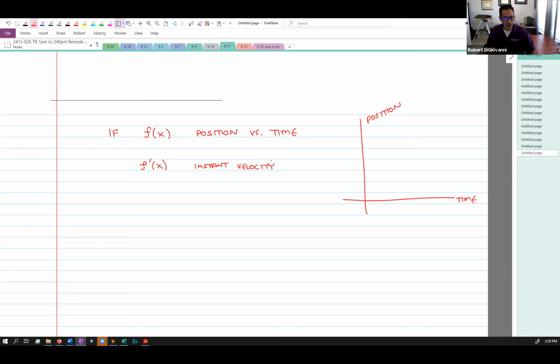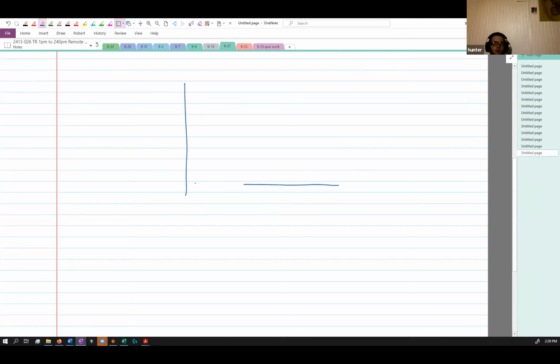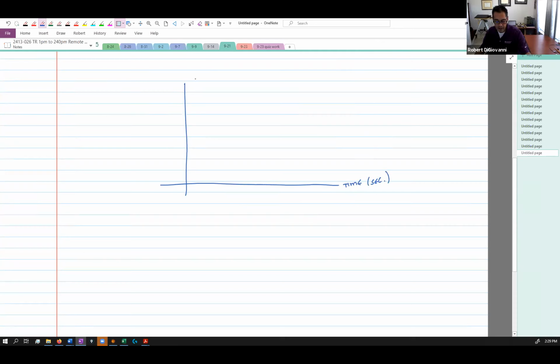I'm going to try and see if I can squeeze it out of you. I really like to talk about this, so let me try and force it to happen here. Let's say that this is time, and let's measure time in seconds just for this example. And let's say this is your distance, and let's say this is measured in meters. Okay. So I'm going to draw you a position function, just an abstract function. There it is.